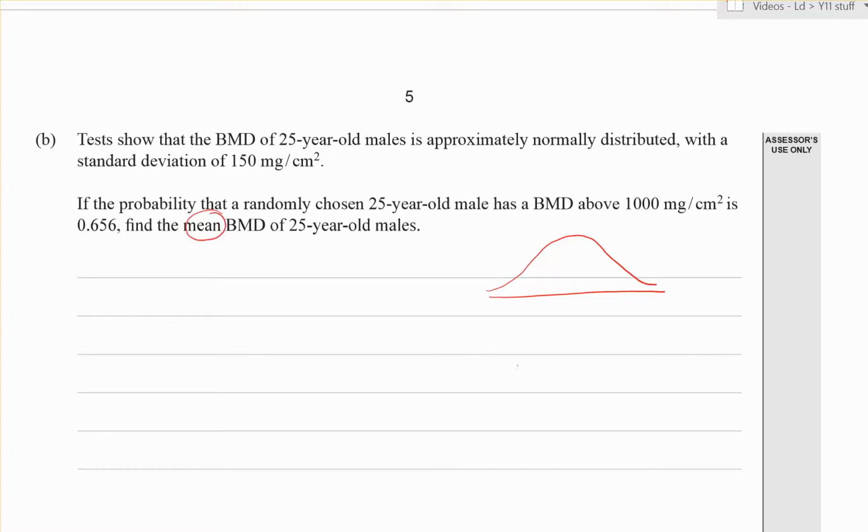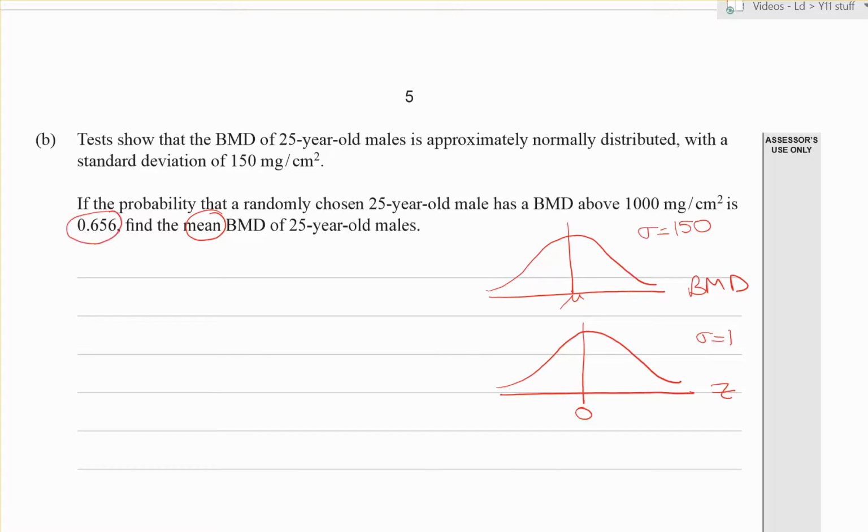Right, this time we're looking for a mean. It's a backwards question. So these will be the BMDs of the males. They have a standard deviation of 150. We're asked to find the mean. We'll make this our Z curve, standard normal curve, with a mean of 0 and a standard deviation of 1. We're told the probability a randomly chosen male has a BMD above 1000 is 0.656.